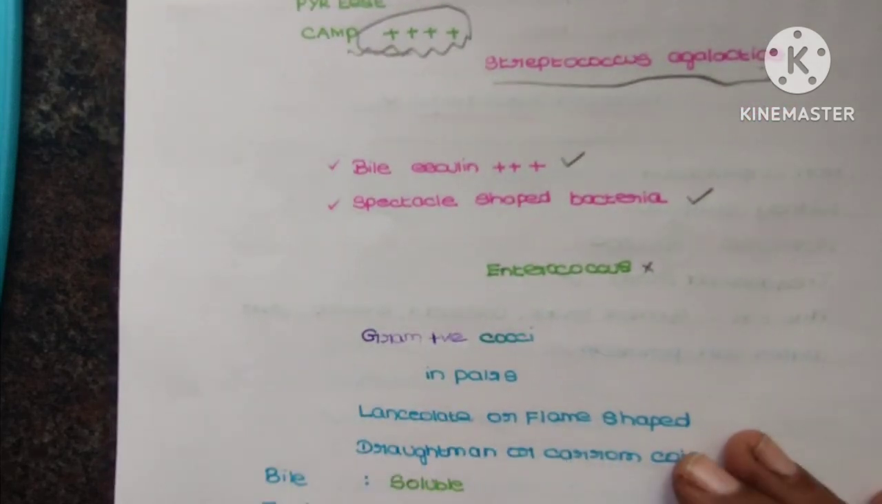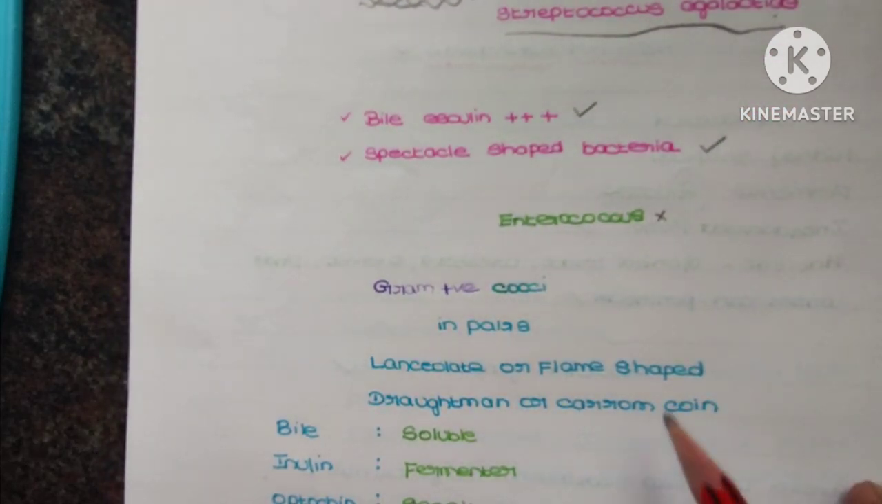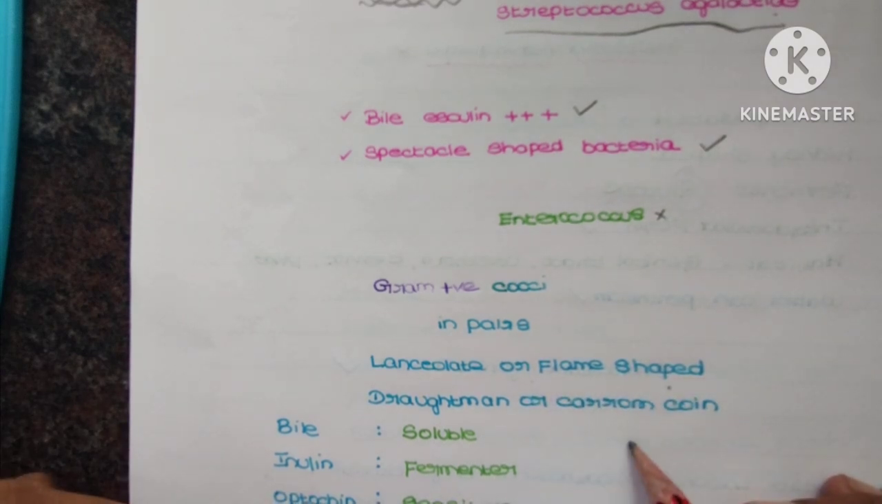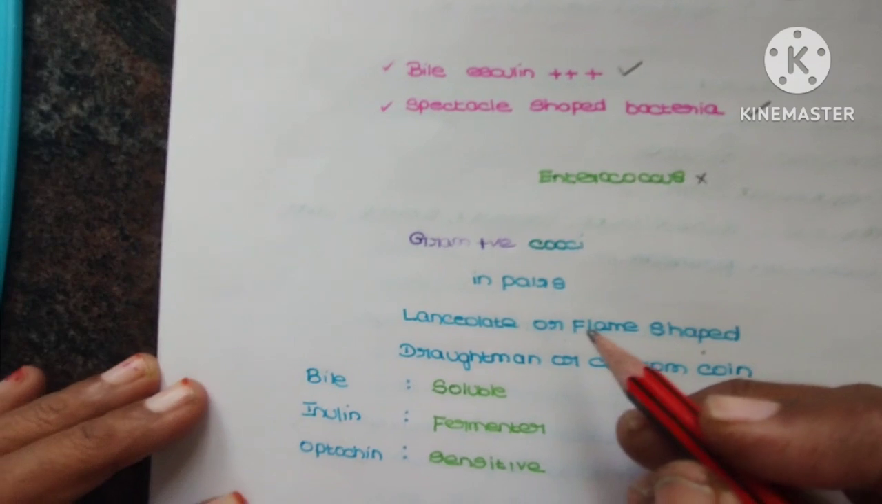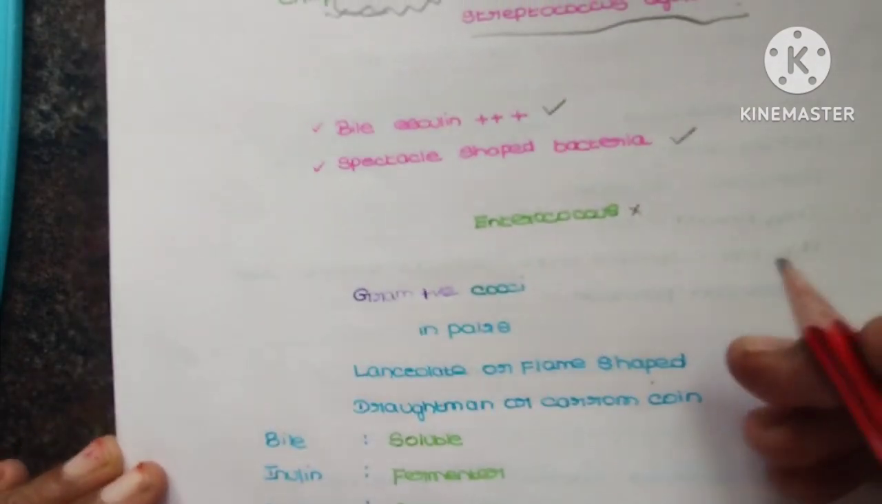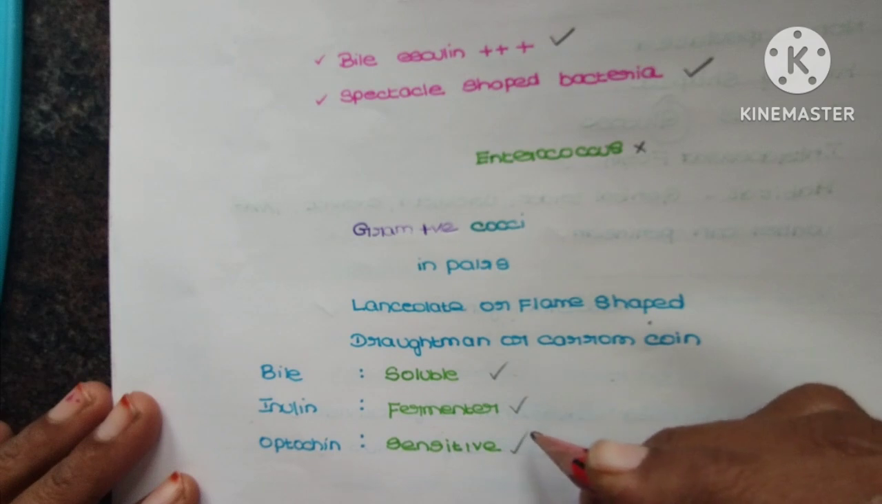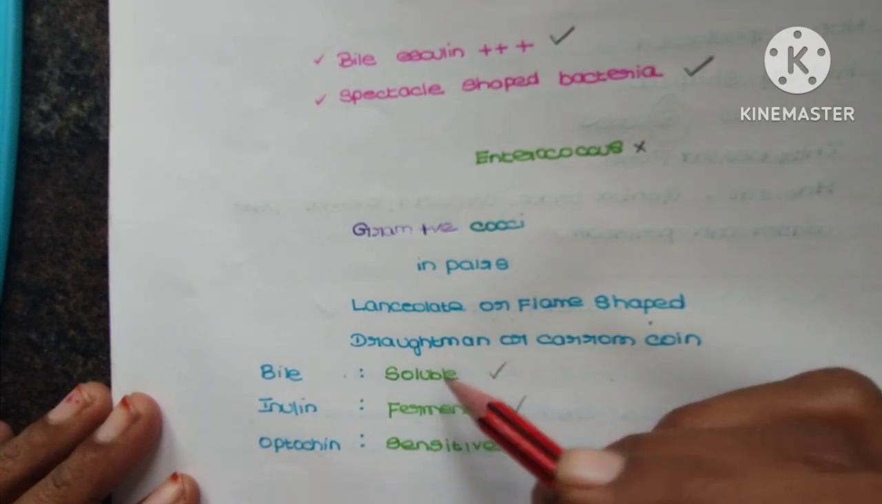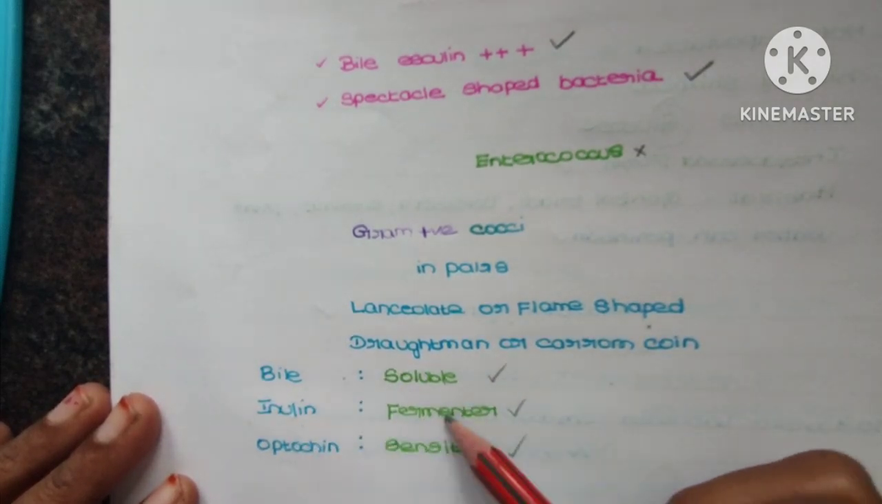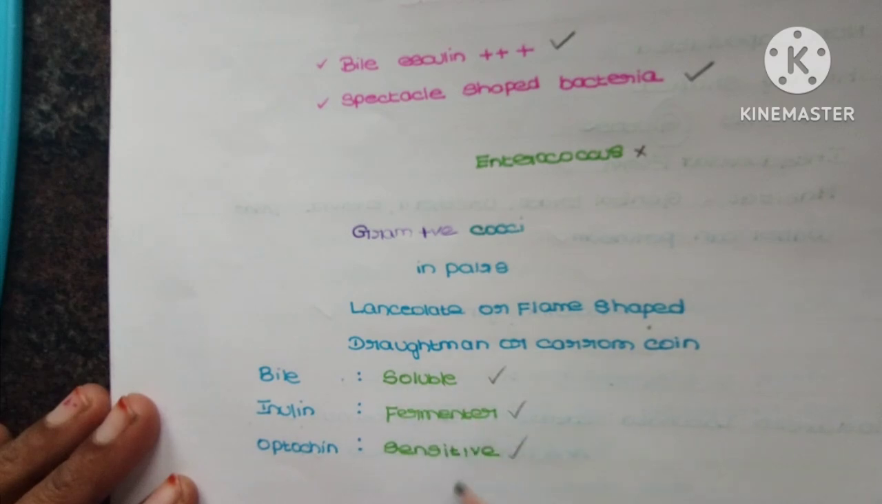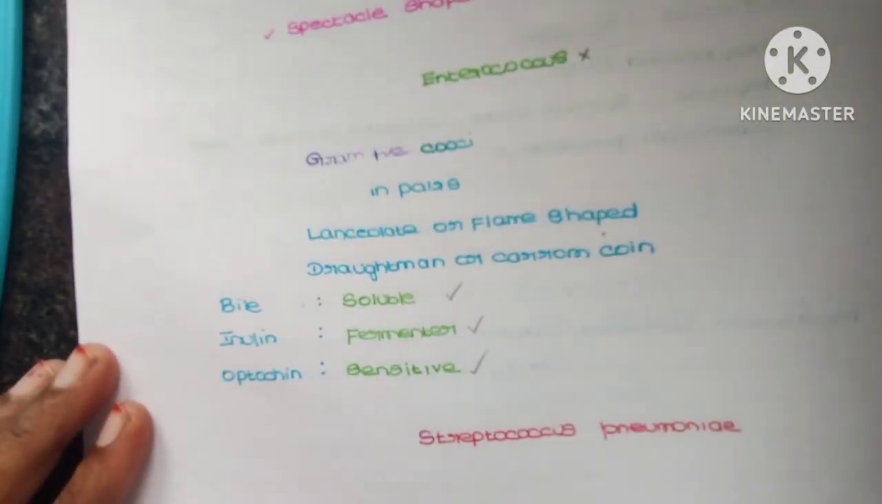So next, gram-positive cocci arranged in pairs. So lanceolate or flame-shaped, and Dortmund or the Roman coin appearance. So these are the three important points you want to remember. So bile solubility, inulin, and optochin. Okay. So bile soluble, inulin fermented, optochin sensitive. The organism is Streptococcus pneumoniae.